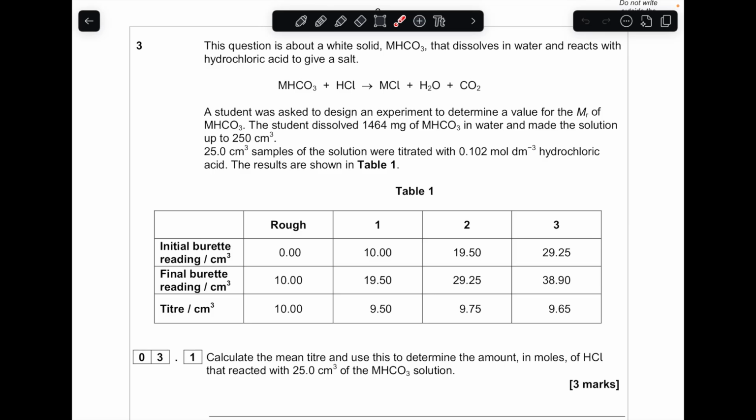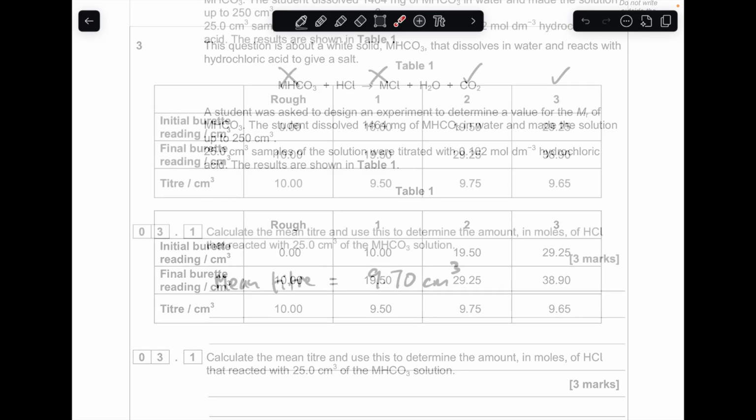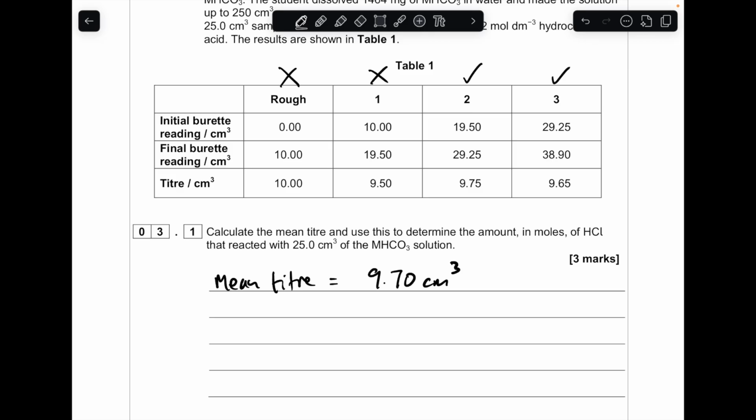So in terms of the mean titer, remember we never ever use the rough titration or the trial titration. So we're looking for two titers that are concordant with each other, so they're within 0.1 cm³ of each other, and you can see that 2 and 3 are. So that means the mean titer is 9.70 cm³.